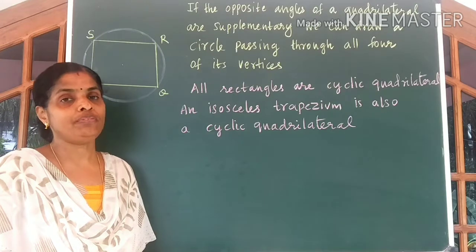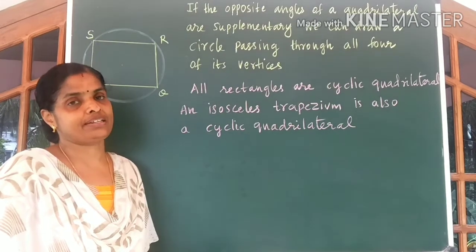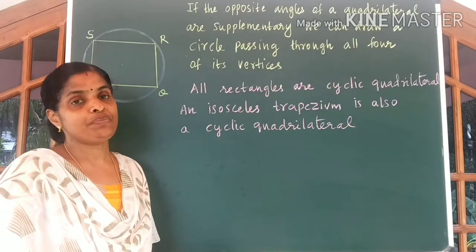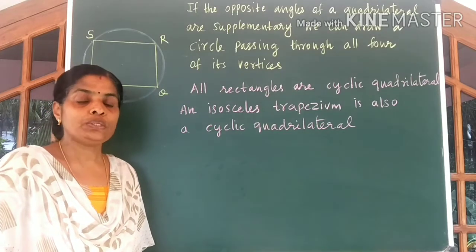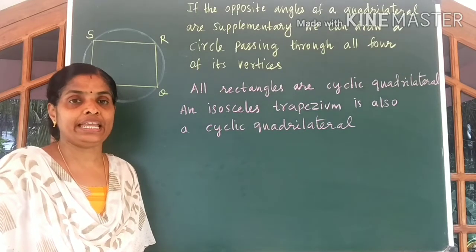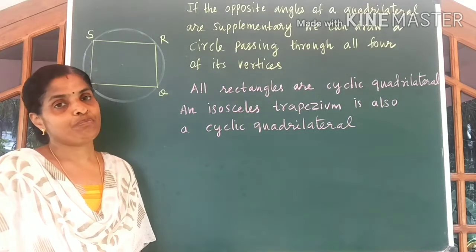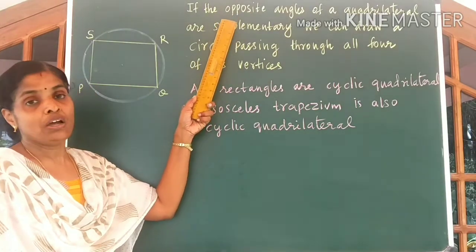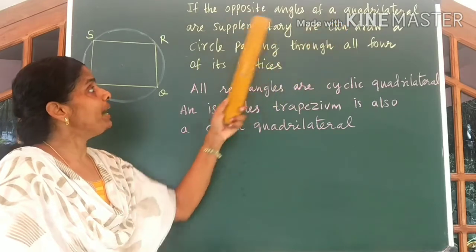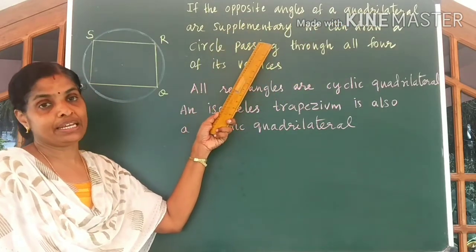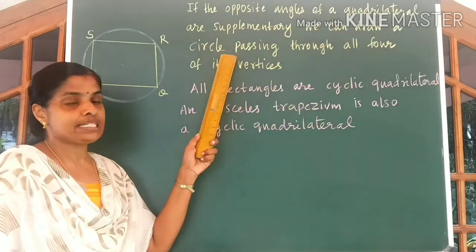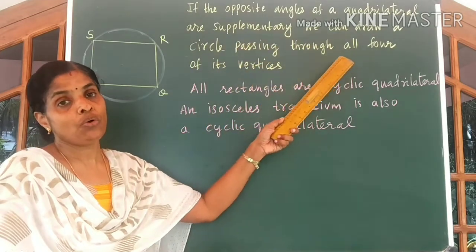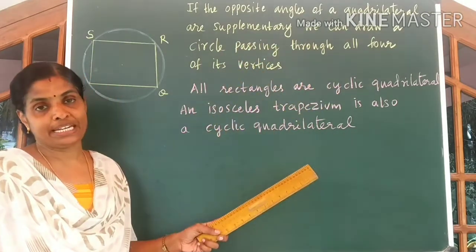Sixth part of the second chapter, circles. In our previous video, we saw opposite angles of a cyclic quadrilateral are supplementary. The other way of saying is, if the opposite angles of a quadrilateral are supplementary, we can draw a circle passing through all four of its vertices.